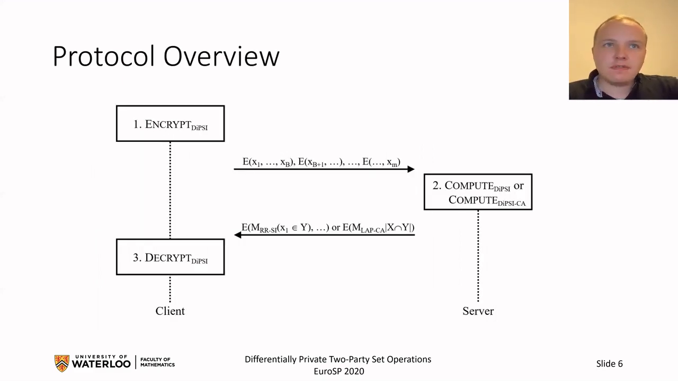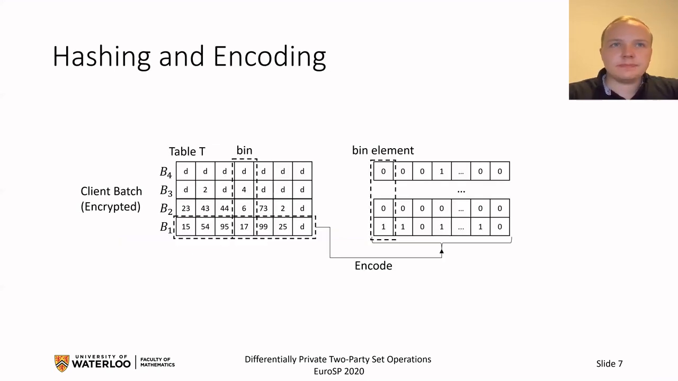So from a bird's eye view, our protocol is very simple. It's a one-round protocol where the client encrypts all their elements and sends them over to the server. The server then computes the predicate, for example, the private set intersection or the private set intersection cardinality, that is both times differentially private, and then sends the results back to the client, who can decrypt them. So at no point in time does the server learn anything about the client elements. He only sees the ciphertexts.